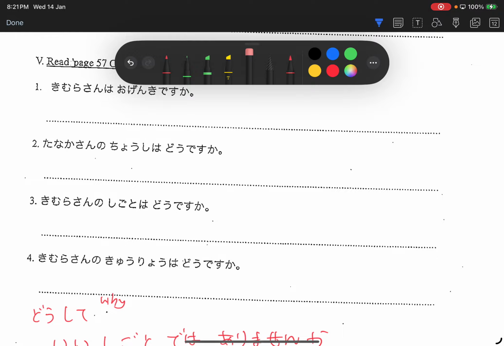How is the salary? The salary is not good. Right? We don't need to say not good and then that's why it's bad. So we can skip the 大変です. Right? So 給料は大変です.